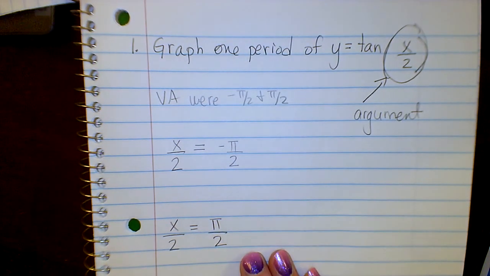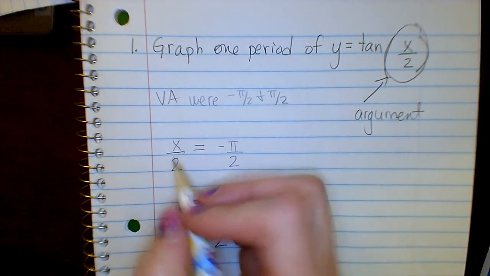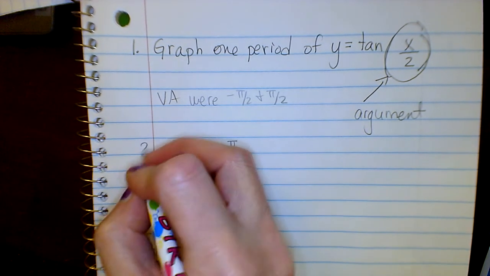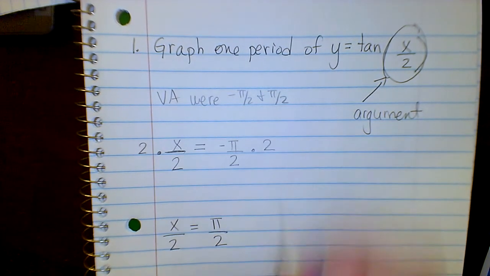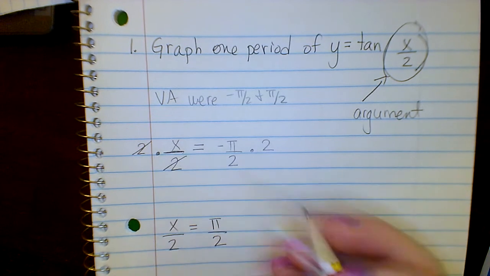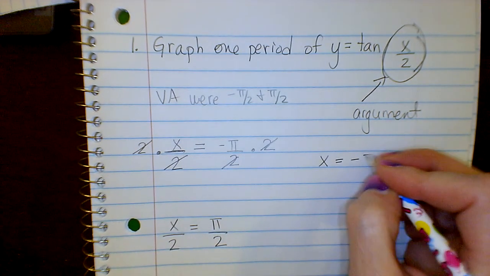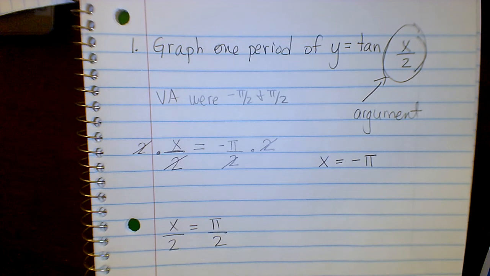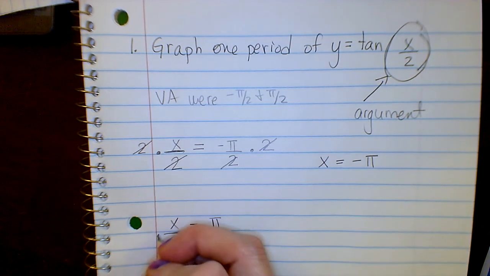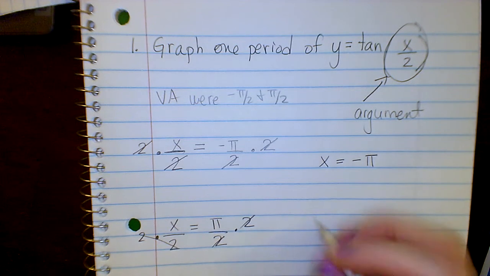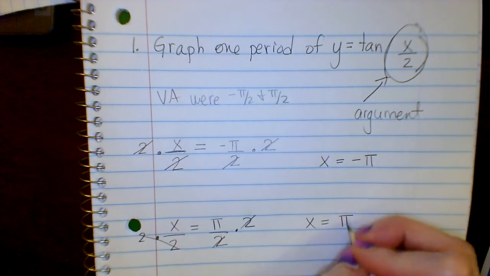So these are two separate equations. I'm going to solve them for x. Because this is division by 2, we're going to solve that by multiplying both sides by 2. So that 2 goes away, that 2 goes away, and I get x equals negative pi. Coming over here, I'm going to do the same thing for this equation. Those 2's cancel, those 2's cancel. I get x equals pi.